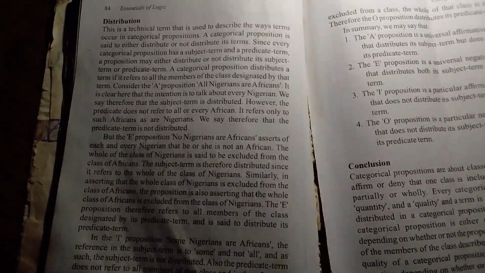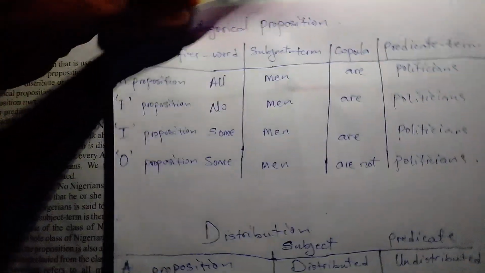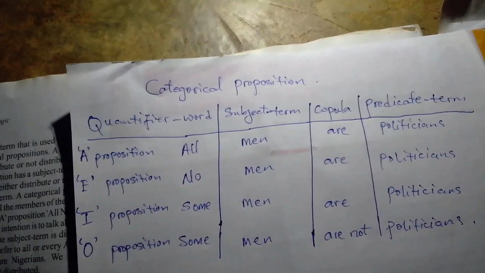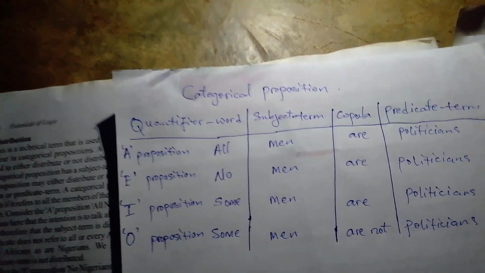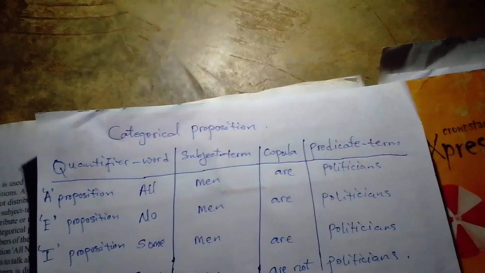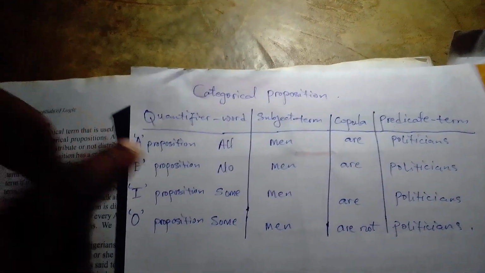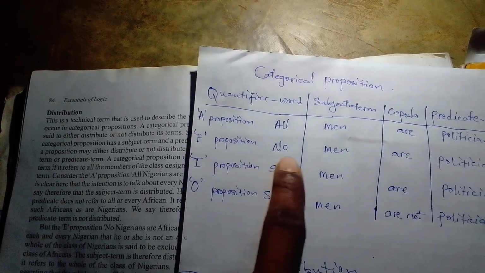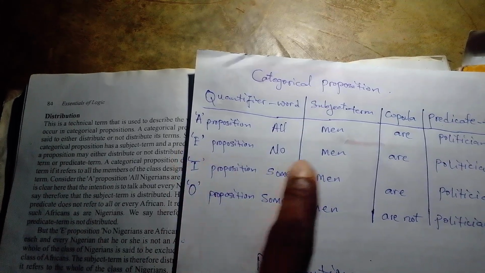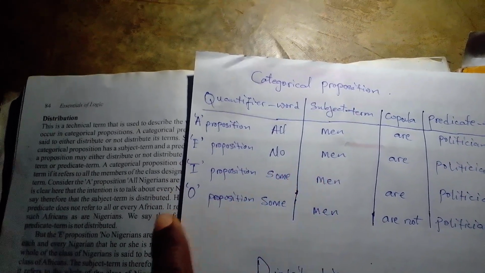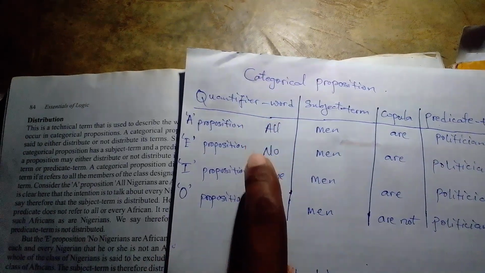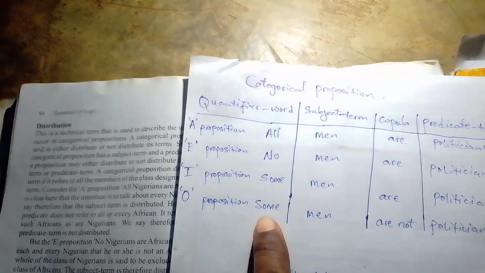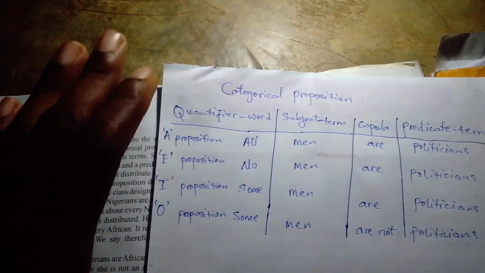Let me not waste much time here, because the same thing applies to the E proposition, I proposition, and O proposition. Looking at this, we can see that in a categorical proposition, you will have a quantifier, a subject term, a copula, and a predicate term. The A proposition makes use of all. The E proposition makes use of no. The I proposition makes use of some, and the O proposition also makes use of some. These are the quantifiers. They quantify the categorical proposition.